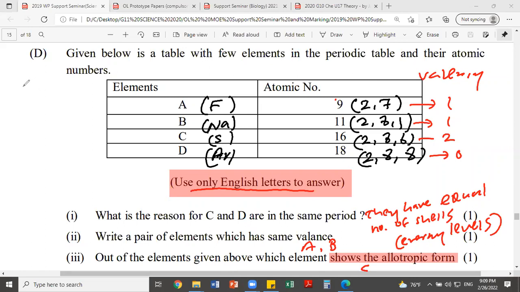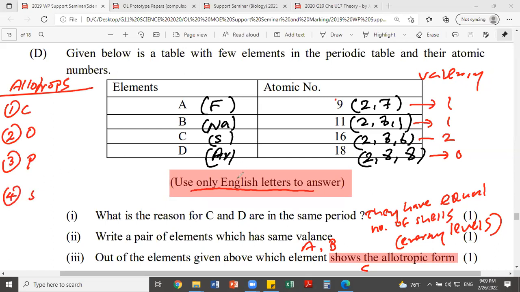Please write the allotropic elements, the allotropes in our syllabus. Number 1, carbon. Number 2, oxygen. Number 3, phosphorus. Number 4, sulfur. These are the elements showing allotropy in your syllabus. Can you please write this in a short notebook, everyone? Hurry up. Carbon, allotropic forms? Graphite and diamond.